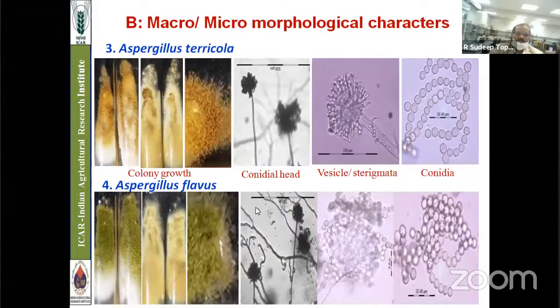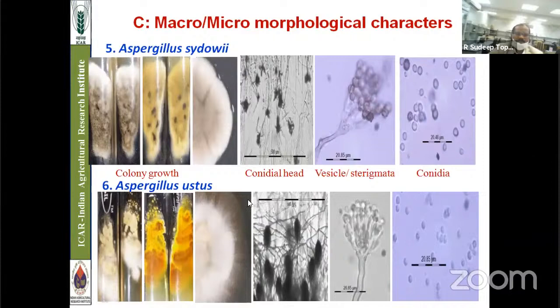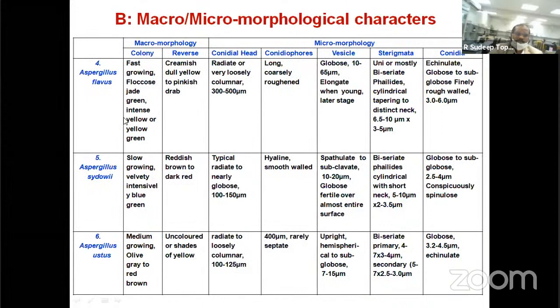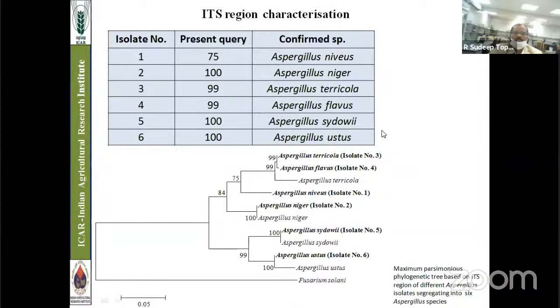All these 10 isolates are characterized on the basis of morphological characters. These are the morphological parameters: colony growth, reverse of the colony, conidial head, conidial spore, vesicle, and sterigmata. All these are the characteristic features, and on that basis I categorized the species. On the basis of ITS characterization and the molecular and morphological characters, I have confirmed only 6 species from the 10 isolates, such as Aspergillus nidulans, Aspergillus niger, terreus, flavus, and others. Thank you.